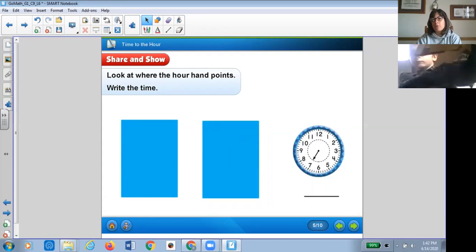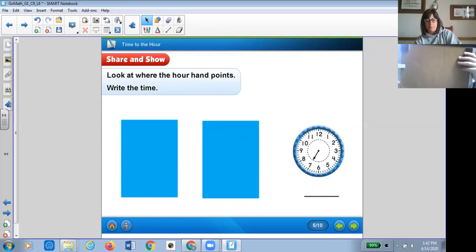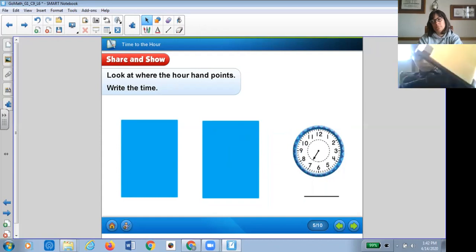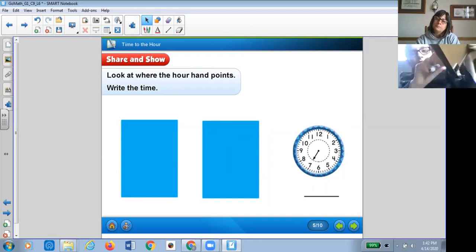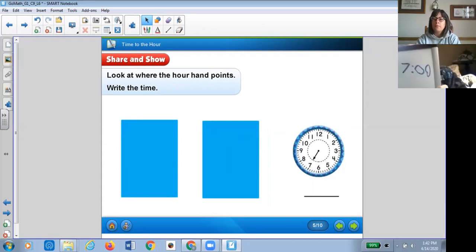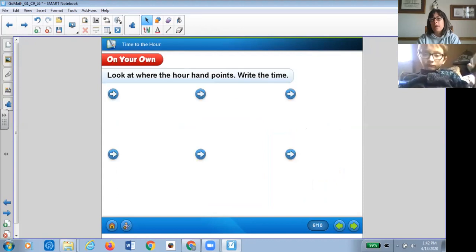Now look at this clock. Can you write that time, please? Let's see it. Excellent. So just because you can see the hour hand pointing directly at the 7, we know that that is automatically 7 o'clock. Now there are 6 clocks that you're going to be writing the time for.